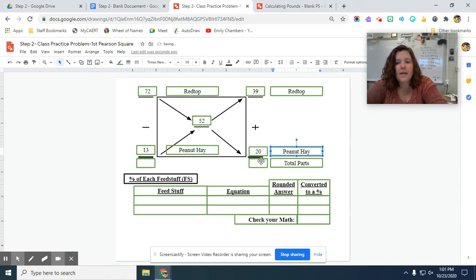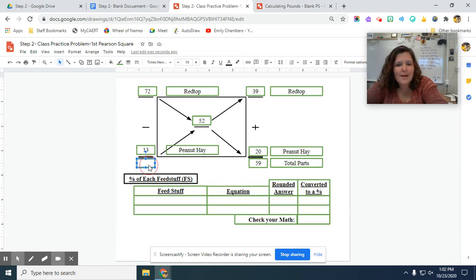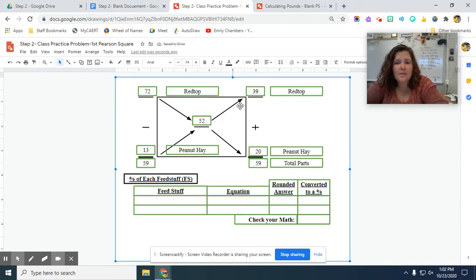Okay. Get our total parts. We just have to add these two numbers together. So 39 plus 20 is going to be 59. Check our math real quick. You can minus this side of the table. So 72 minus 13 is still going to be, oh boy, I had it written wrong but done right. So 72 minus 13 is still 59. So we know we're good. And that's the top table done.